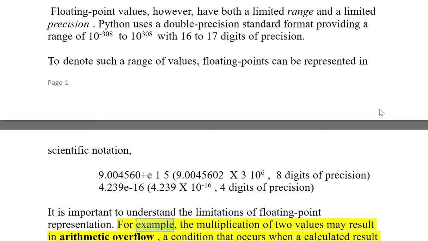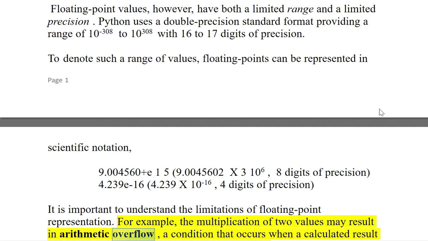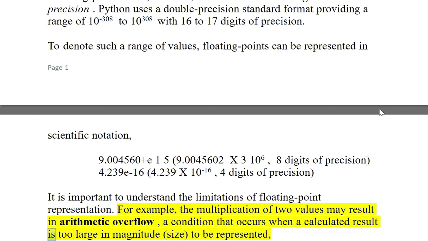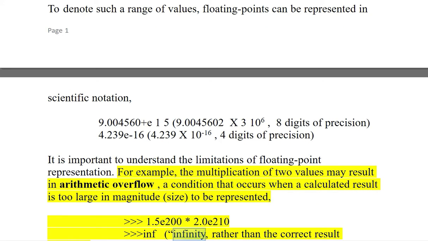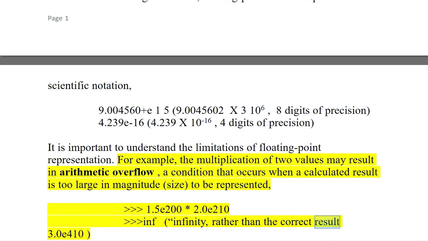For example, the multiplication of two values may result in arithmetic overflow, a condition that occurs when a calculated result is too large in magnitude, size, to be represented. 1.5 times 10 to the power of 200 asterisk 2.0 times 10 to the power of 210 gives INF, infinity, rather than the correct result 3.0 times 10 to the power of 410.